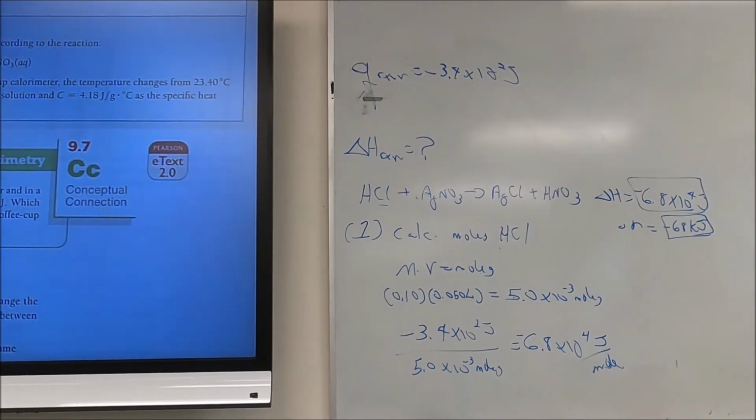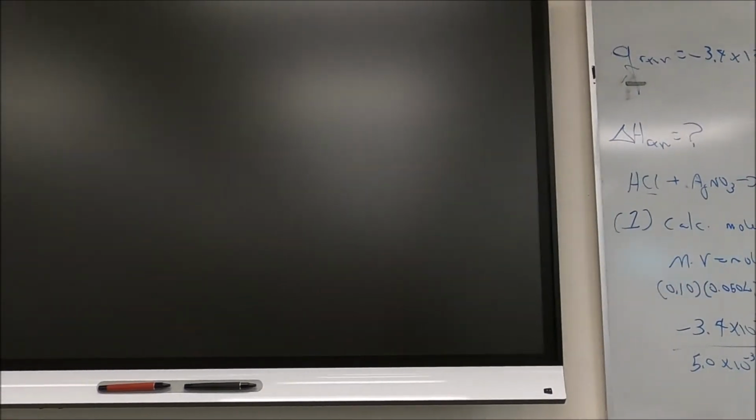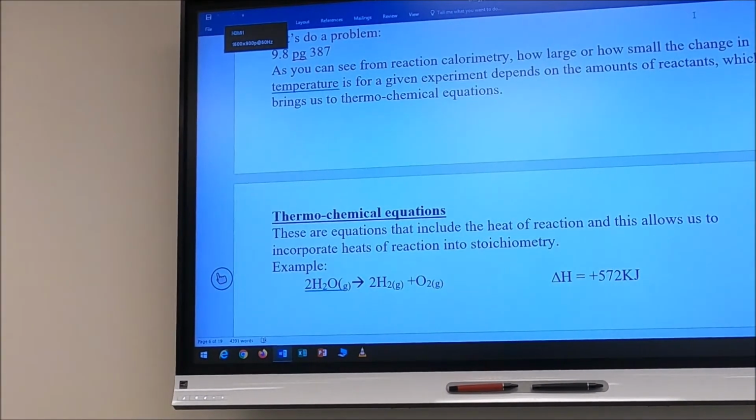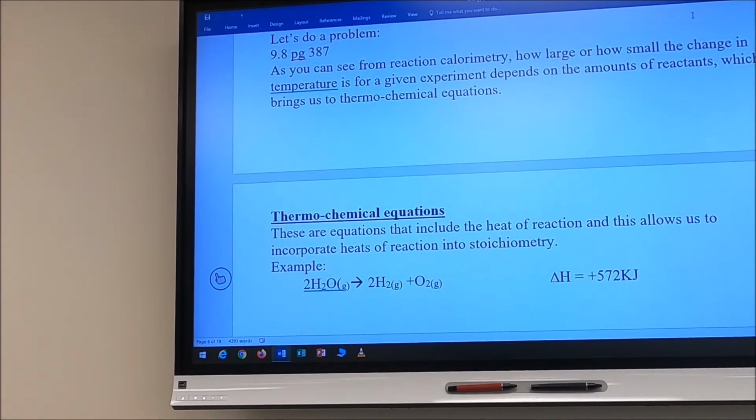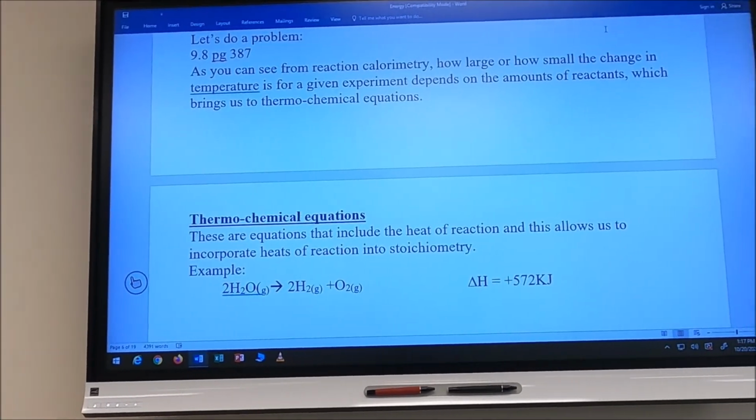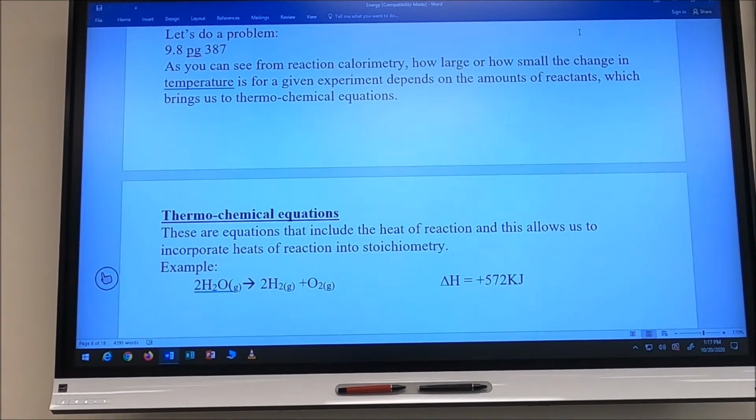Okay? Now, let's talk thermochemical equation. A thermochemical equation is an equation that includes the delta H of the reaction. So if we look at the reaction, 2 water molecules in the gas phase breaking up into 2 hydrogen molecules in the gas phase plus an oxygen in the gas phase, we get a delta H of plus 572 kilojoules.